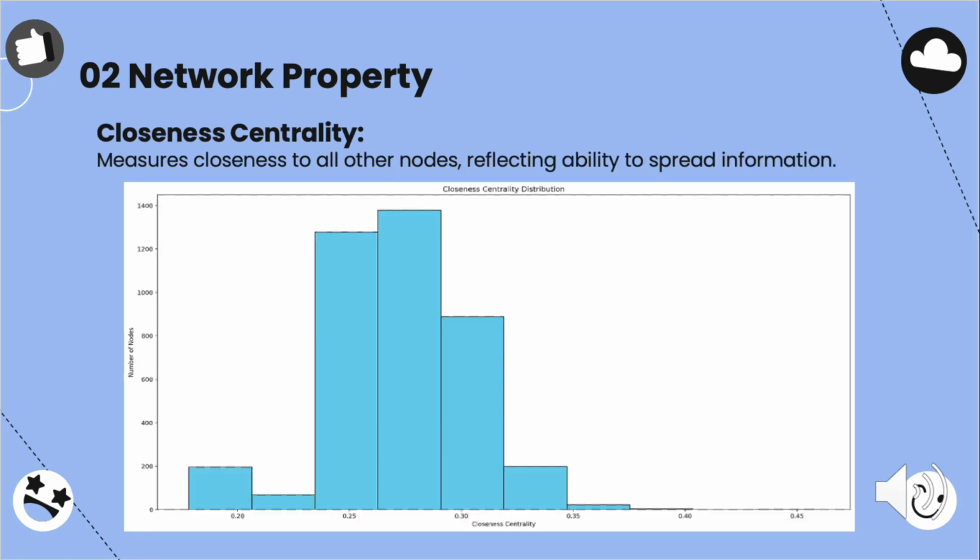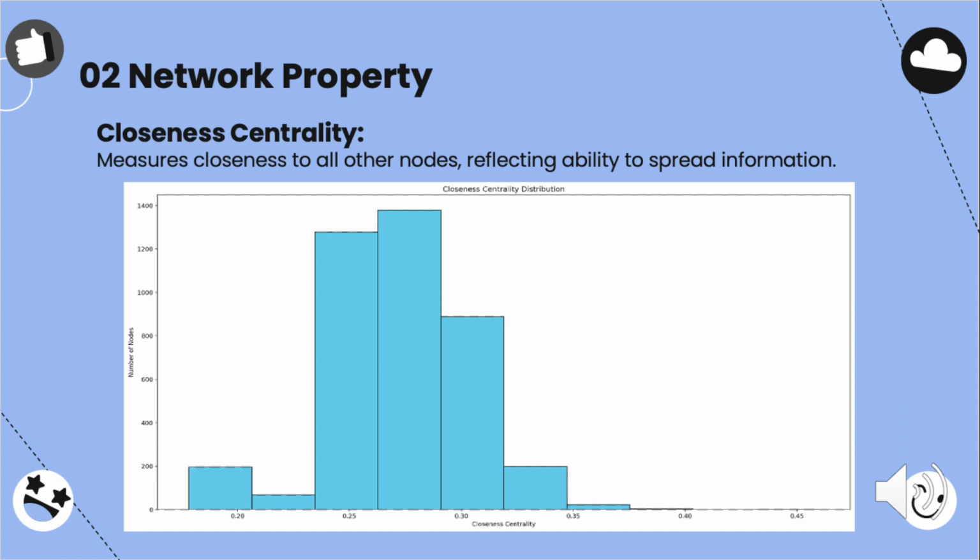For closeness centrality, this metric measures how close a node is to all other nodes in the network, reflecting its ability to quickly interact or spread information across the network. As shown in the graph, most nodes have a closeness centrality around 0.3, indicating that on average, nodes are not too far away from each other in terms of path lengths. But there's room for improvement in network connectivity. Also, the spread of values indicates variability in how easily different nodes can reach the rest of the network.